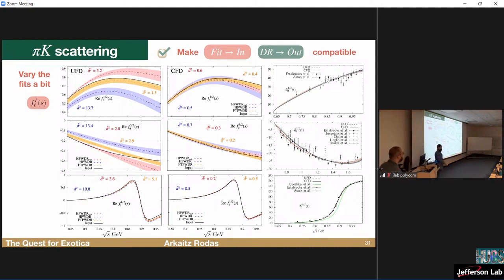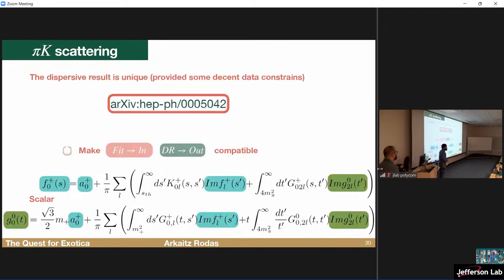I have one actually. How can you guarantee that when you build your dispersion relations, they are model independent, and you can look at any model and be sure that that's going to be your final answer? Yes. So this is within some bounds.